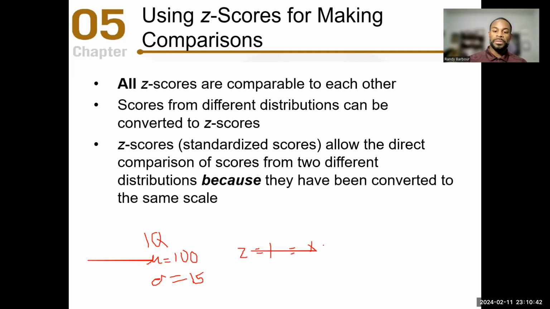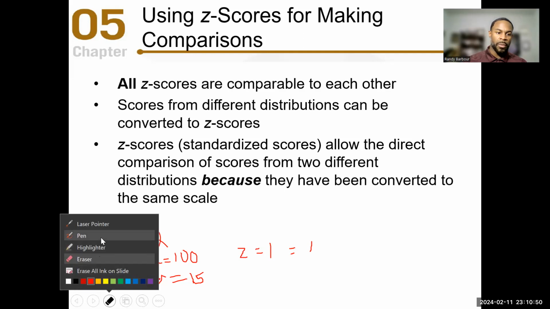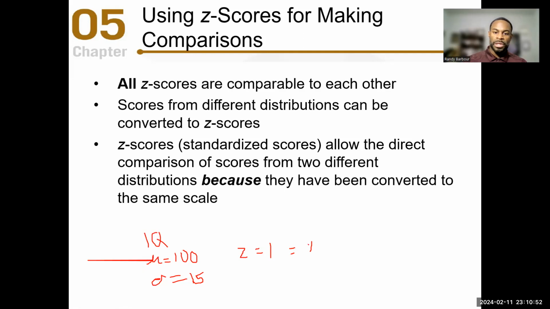is also going to equal X, sorry, it's not doing how I want it to do. It equals 115. Okay, so getting a 115 on my IQ score will be equivalent to getting a Z-score of 1. So if you want to calculate the Z-score, 115 minus 100 gives you 15. 15 divided by 15 gives you a Z-score of 1.